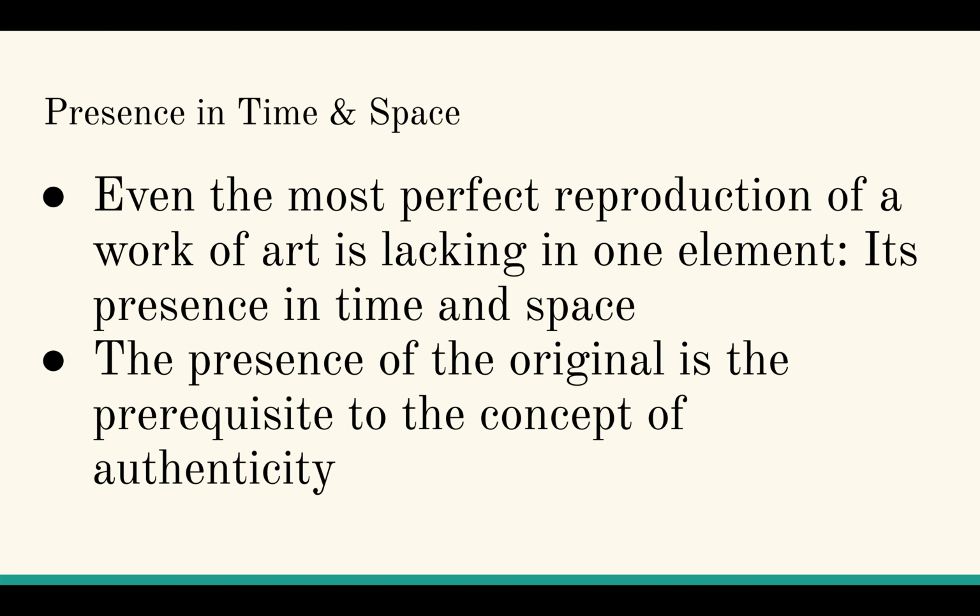So he gets to the meat of the subject pretty quick. He says, even the most perfect reproduction of a work of art is lacking in one element: its presence in time and space. So what he means by this, again, and I realize this is sort of hard to interpret, is that when we reproduce an artwork, even make a forgery, let's say, what it doesn't have, that the original artwork has, is a certain kind of existence, presence in both time and space.